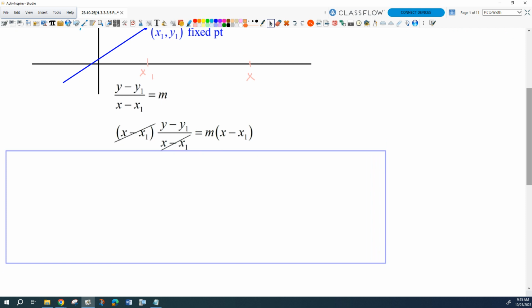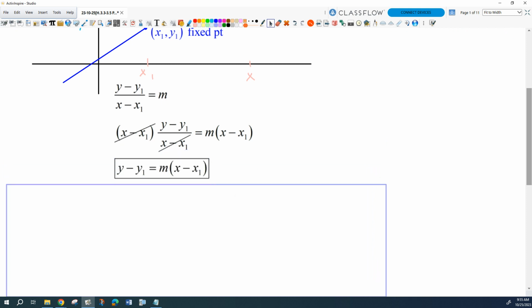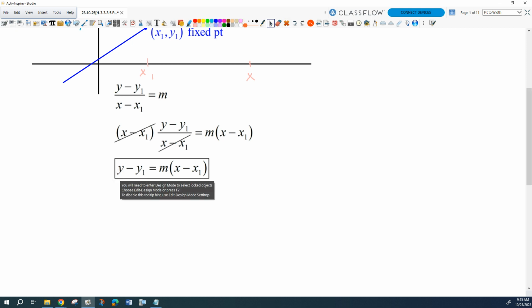What would my next step be if I want to simplify this? Well, for one thing, I could leave it like that, couldn't I? Eventually, if we wanted to put this in slope-intercept form, I would have to do a little additional algebra, right? I would have to isolate the y. I'm going to distribute whatever that number is for m and add the y1, which is a number, to the other side. But we'll get there. I'm going to stop here because this is our new formula that we're going to use. This is the point slope form of a line.